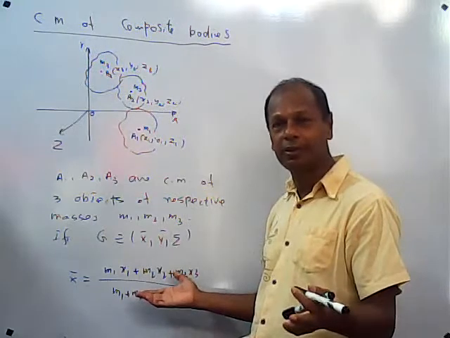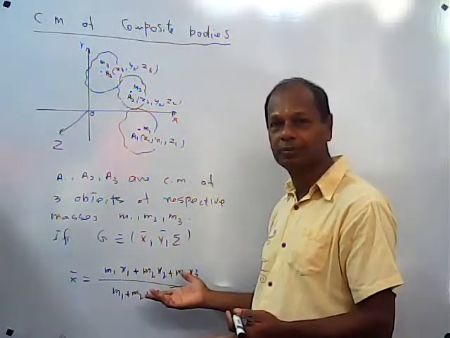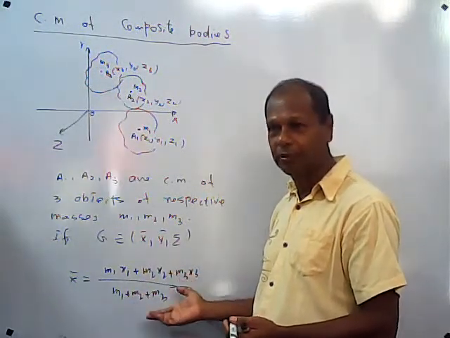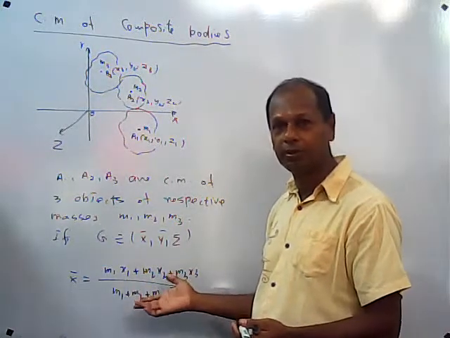This is the definition we started with. So why don't we use this? You can easily use this to find x bar, y bar and z bar also, right?